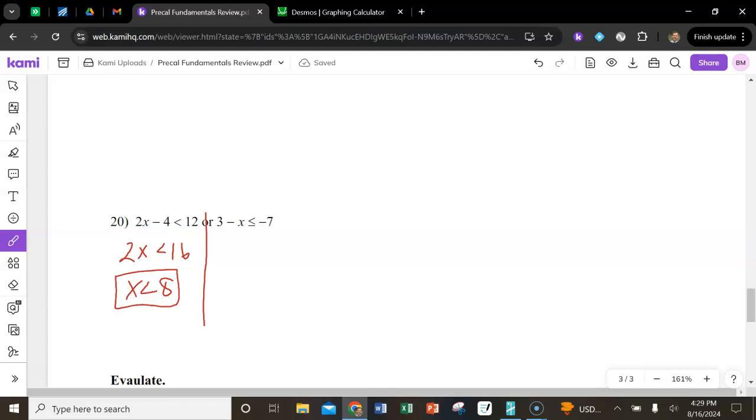Here I would subtract the 3. I would have negative x is less than or equal to -10. And then I would need to divide by -1. And when I divide by -1, I need to make sure that I flip my inequality. And I'm going to get x is greater than or equal to 10.